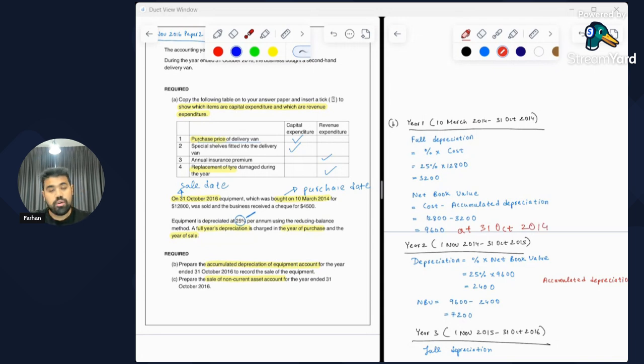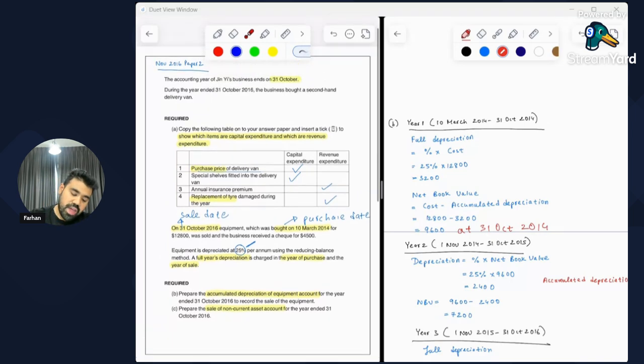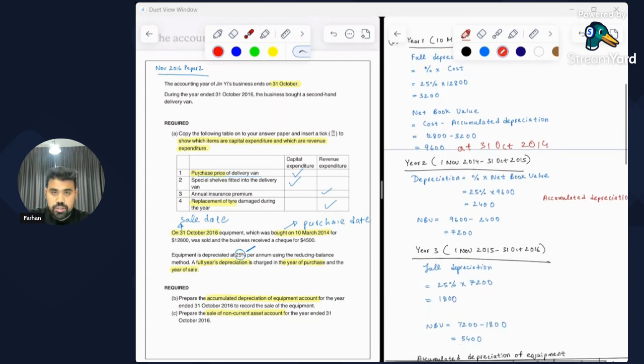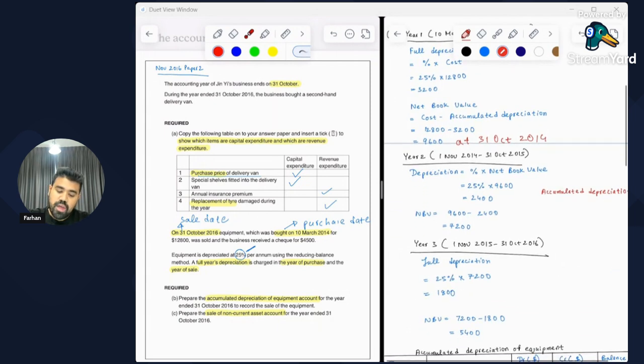All right, so when you're ready, we'll now move to the second year of usage for this asset. Now, we understand that we are working with a business where the financial year ends on 31 October, as mentioned in the very first line of this question, which you can see I've underlined in red. So this means a financial year typically begins on 1 November and ends on 31 October of the following year, right? Okay, so in that case, year two for this asset will start from 1 November 2014 and end on 31 October 2015.